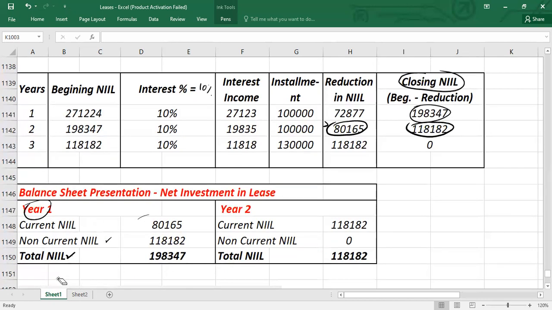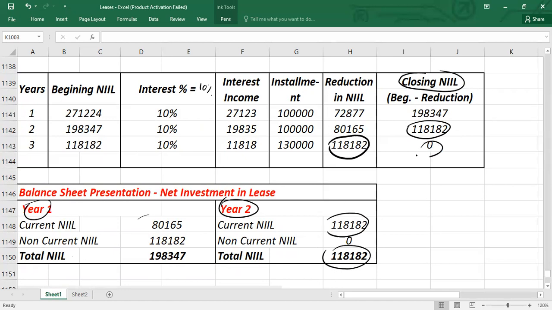Okay. In year 2, if I want to do the calculation, this is my total net investment in lease. I will show total. And what will be the current portion? The principal amount which I will receive in the next period, which is this one. It will be my current, and the remaining, which will be shown here, is non-current. And in year 2, non-current will be 0, because the lease duration is 3 years only.